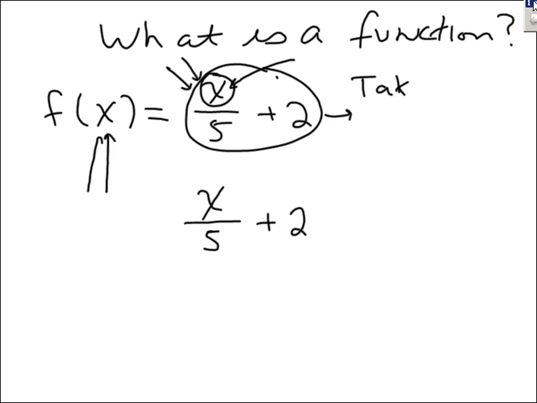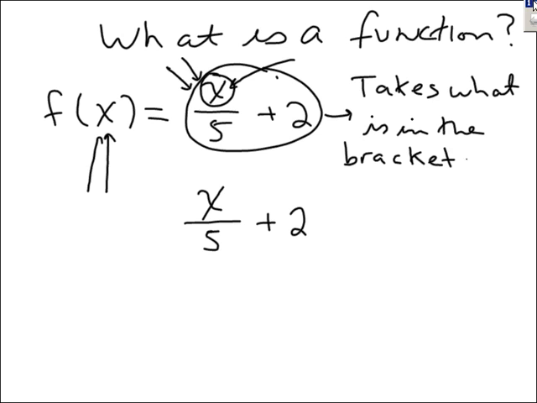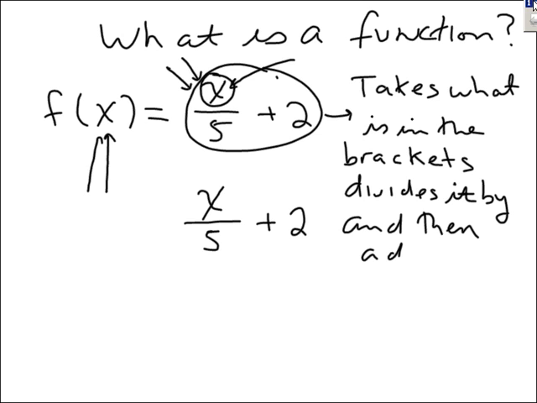It takes what is in the brackets or parentheses, whatever you prefer to call it, takes what's in the brackets, divides it by the number 5, and then it adds 2. If you can say in words what f of x does, what f does to x, namely it divides it by 5 and adds 2.